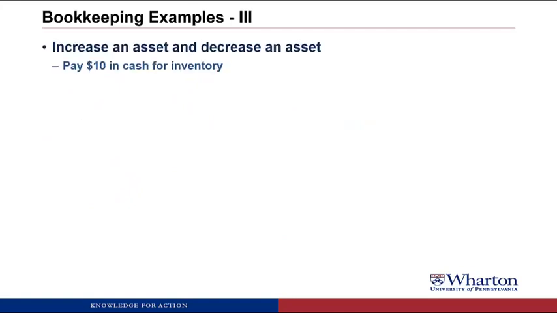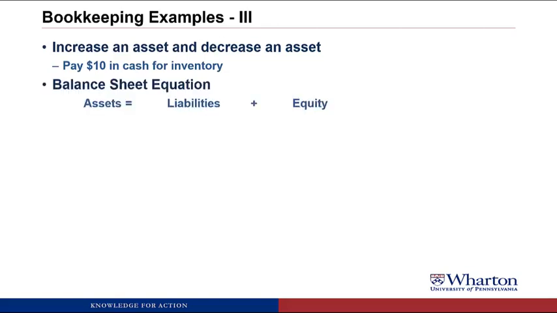Next example, let's look at increasing one asset and decreasing another asset. The example transaction is that we pay $10 in cash for inventory. The accounts involved here are cash and inventory, and cash is going down by 10. Inventory is going up by 10. Our balance sheet equation would look like this. All the actions are on the left-hand side where we have one asset going down and one asset going up by the same amount, so they cancel.